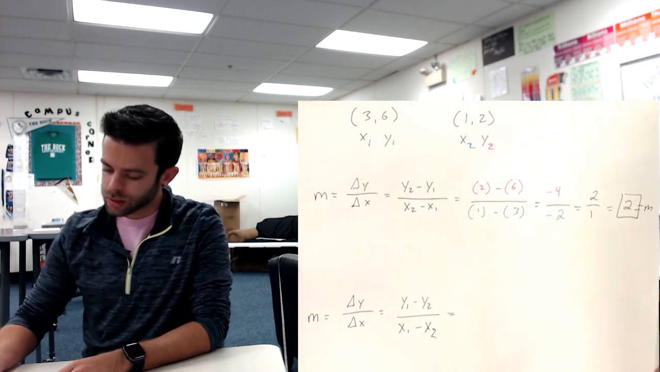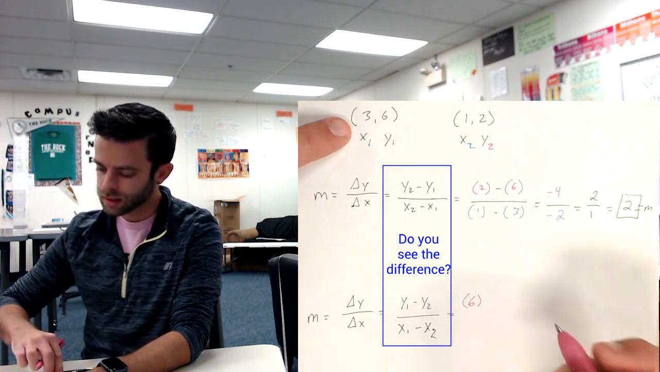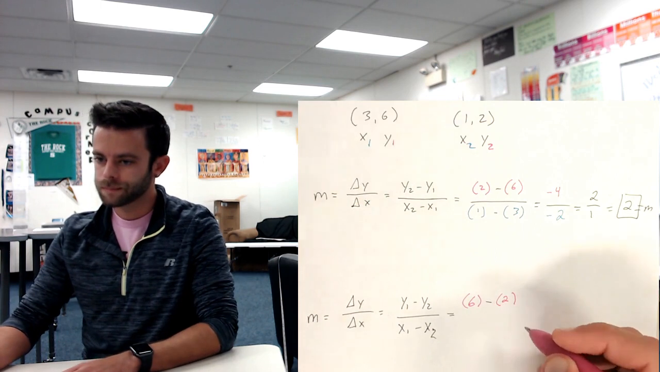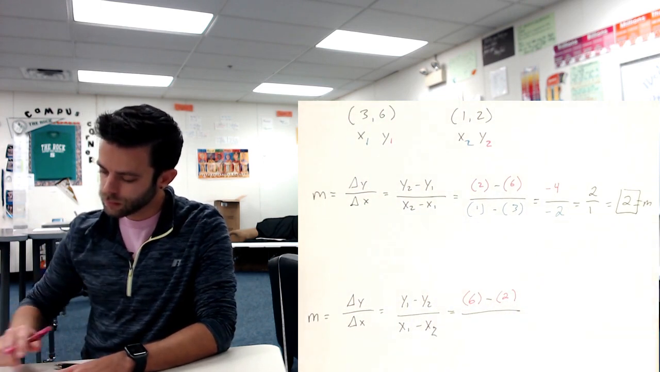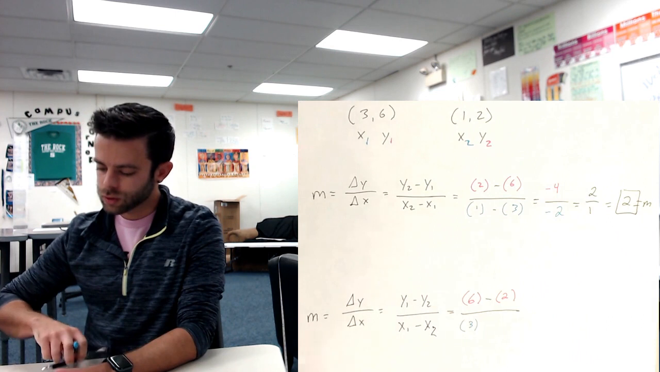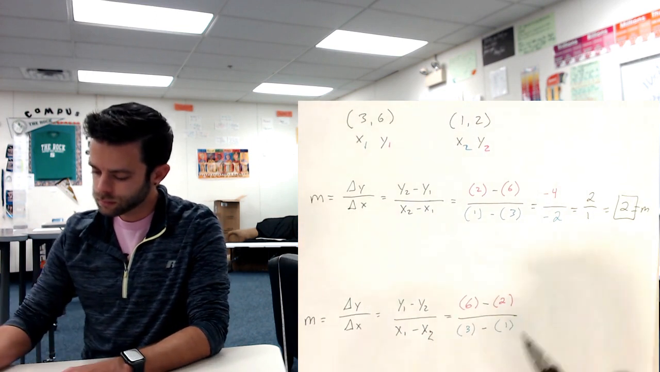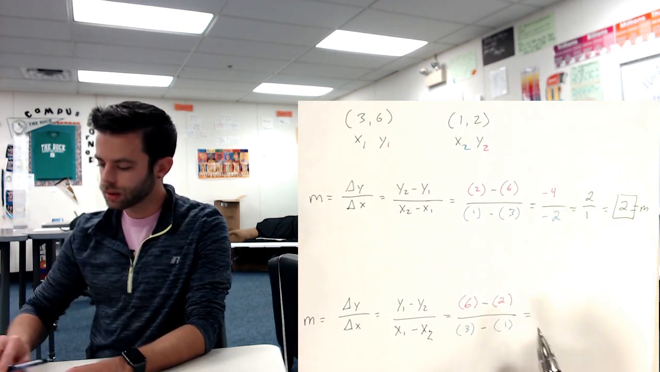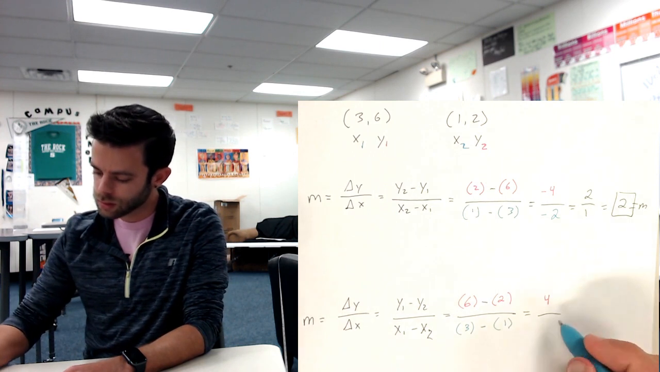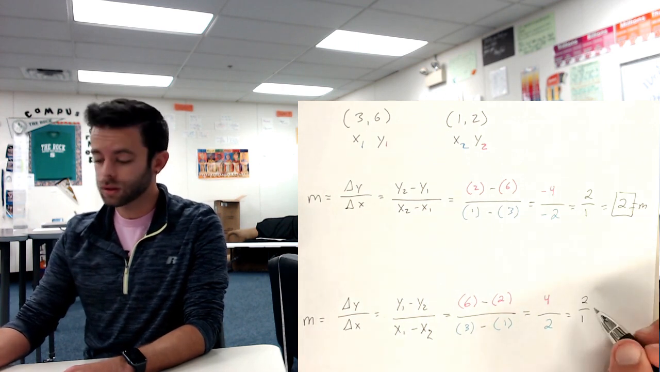And let's prove it. So when I plug and chug, my y1 value is 6. Put in parentheses, my y2 value is 2. And I'm going to put it over my x1 value, which is 3, subtract my x2 value, which is 1. So 6 minus 2 is 4, and 3 minus 1 is 2. When we simplify that, that's 2 over 1, and 2 divided by 1 is just 2.